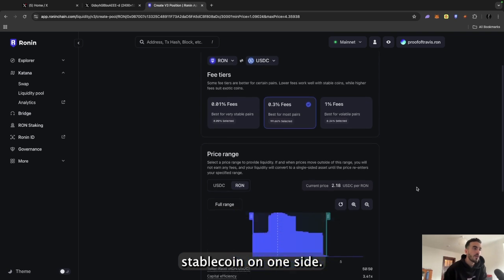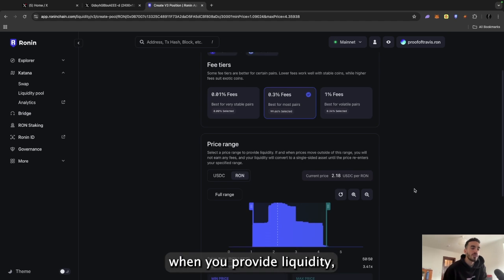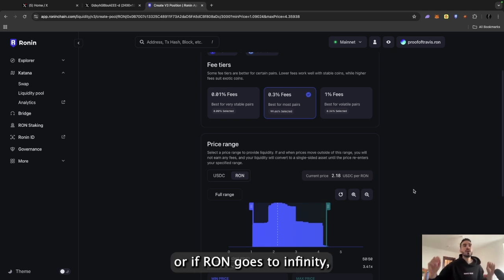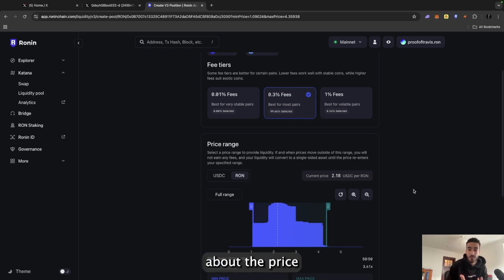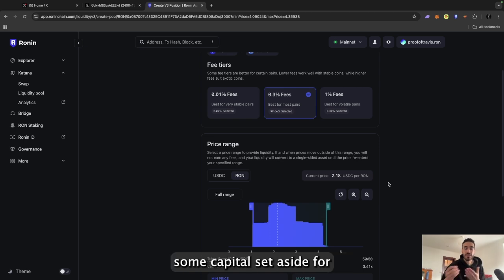So in regular V2 liquidity providing, when you provide liquidity, you're actually providing liquidity for the full range of both tokens. So if RON goes to $0 or if RON goes to infinity, you will be providing liquidity the whole way around, with your capital spread out across the whole range. That's really cool because it's, again, that set and forget. You don't have to care about the price. You're going to be earning fees. However, it's not as capital efficient because RON may never hit $100,000, but you have some capital set aside for if it reaches that range.